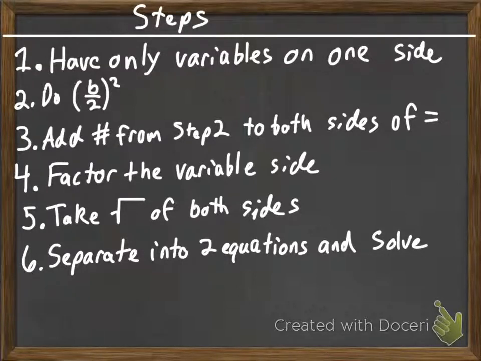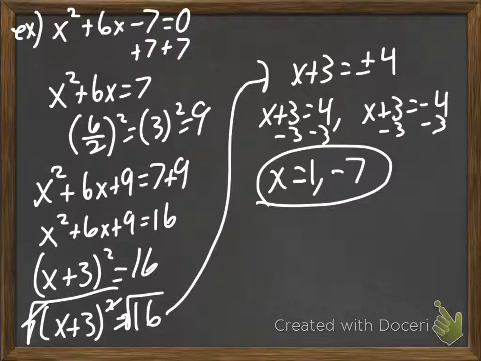Step 3 is you're going to add that number you get from step 2 to both sides of the equal sign. Step 4, we're going to factor the variable side, and it comes out to be a nice kind of factor. Step 5 is we're going to take the square root of both sides. Step 6 is separate into 2 equations and solve. So I'm going to go back here and I'm going to mark each step.